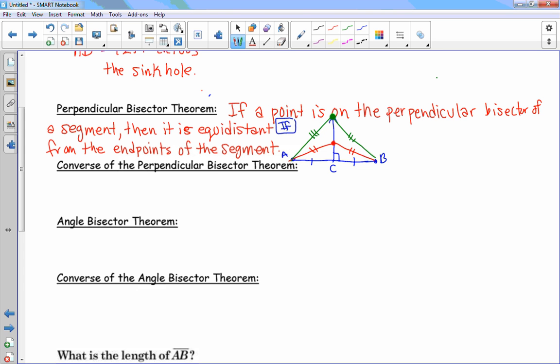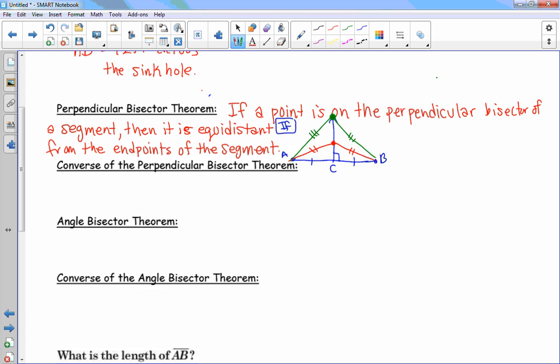It means reverse. This means that if there's a perpendicular bisector, then the segments created are equidistant. Okay, we're going to reverse it now. If the point is equidistant, then we have a perpendicular, what? Bisector. So that's the converse.